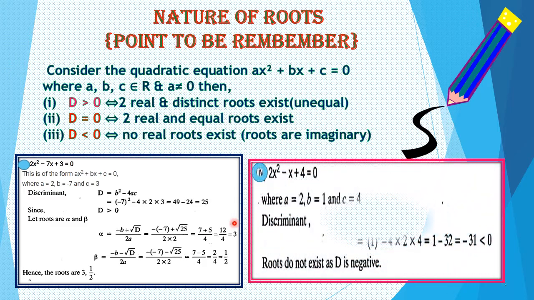One more example you have: 2x square minus x plus 4 is equal to 0. If I find the discriminant, you can observe we are getting minus 31, which is less than 0. Means in this case we will say that no real roots exist because D is negative. I hope this concept is clear to you and you know how to find the nature of the roots of a quadratic equation.